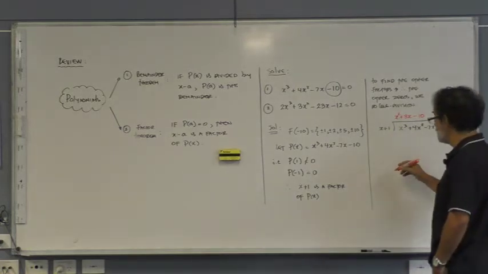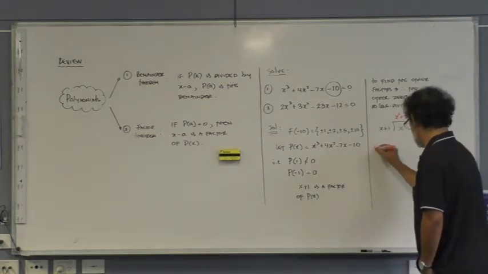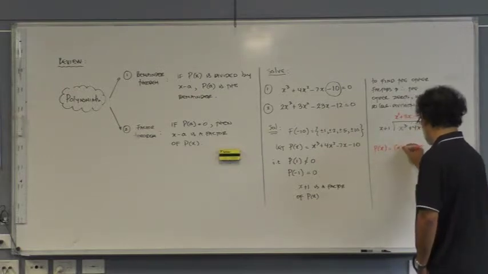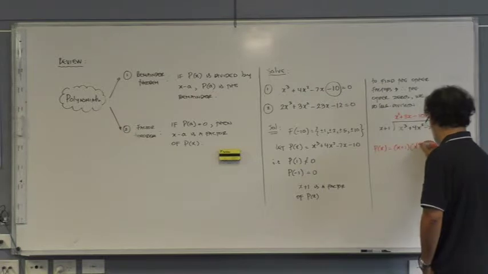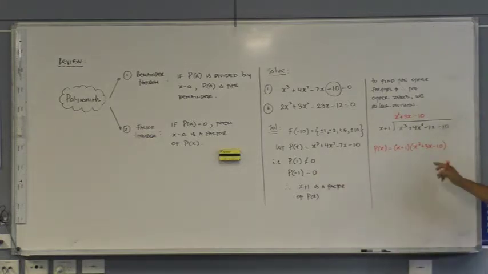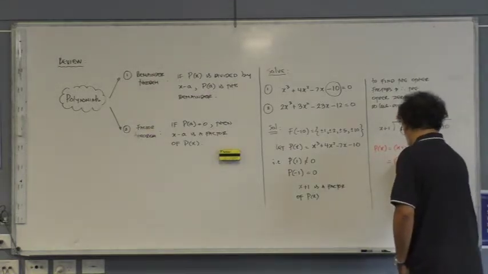So therefore, my polynomial now is equal to x plus 1 multiplied by x squared plus 3x minus 10. Okay, and then we have to see whether we can factor this trinomial. Can we factor this trinomial? Yes. Okay, can you please tell me what the factors are?